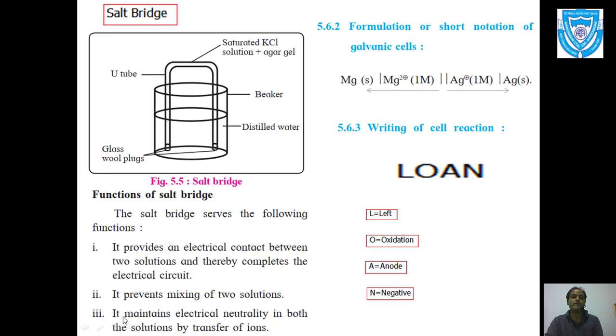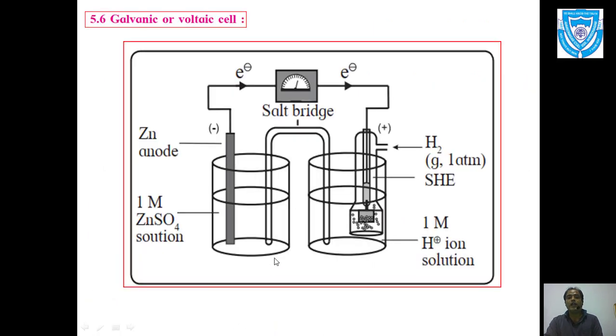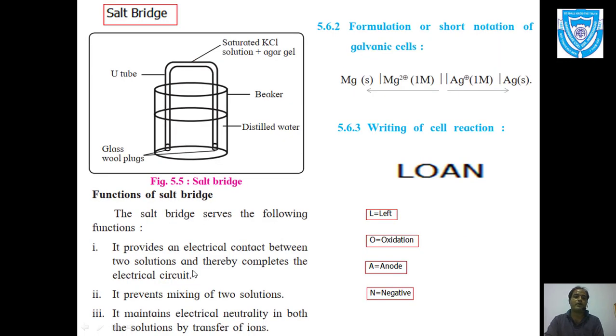Then the third one: it maintains the electrical neutrality in both the solutions by the transfer of ions. That means it allows the transfer of ions from one half cell to the other half cell. Otherwise it may not form electrical neutrality. So to maintain the electrical neutrality, it is necessary that ions are passed from one compartment to the other compartment. So it maintains the electrical neutrality in both the solutions by the transfer of ions.